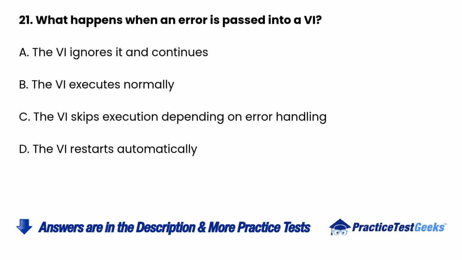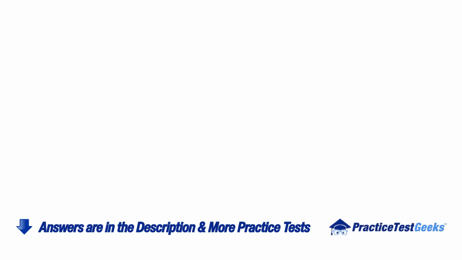21. What happens when an error is passed into a VI? A. The VI ignores it and continues. B. The VI executes normally. C. The VI skips execution depending on error handling. D. The VI restarts automatically.